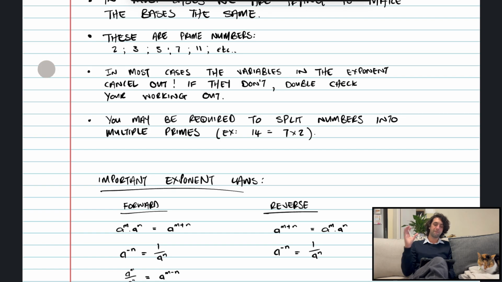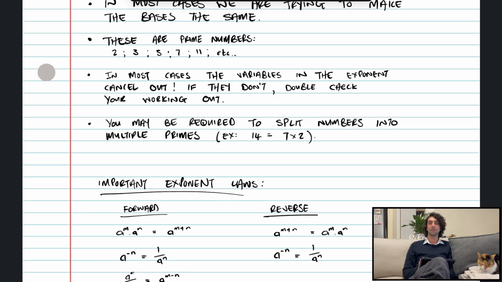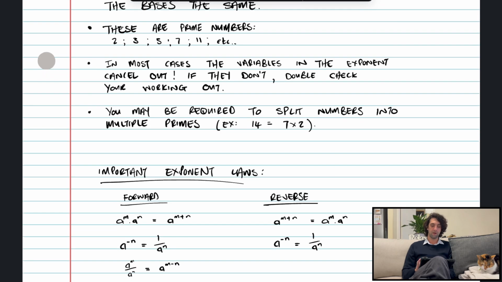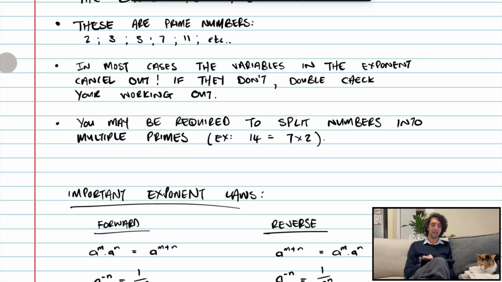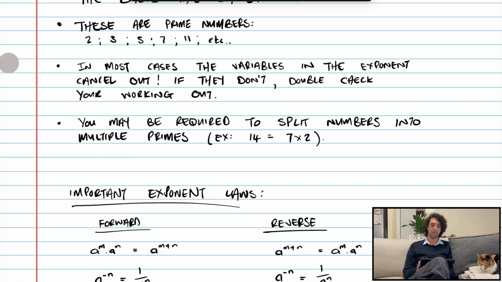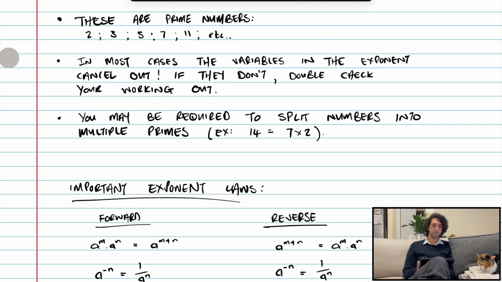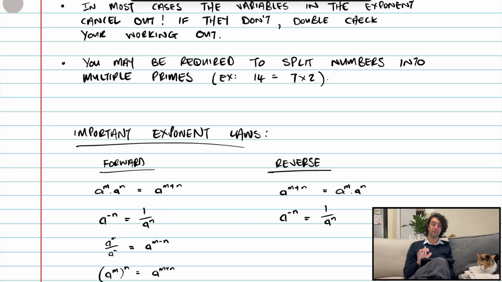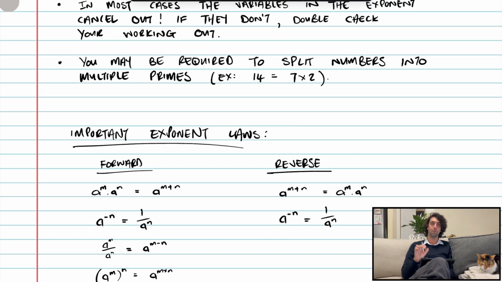In most cases, the variables in the exponent cancel out, okay? That means that we are normally ending up with a final answer that doesn't have any variable x or y or n or m, so no variables. So if you do get a final answer that has a variable in it, you might have done something wrong. And again, you might have to split some of those numbers up. So just be aware of that, okay?